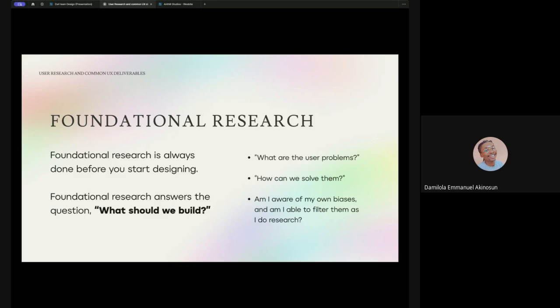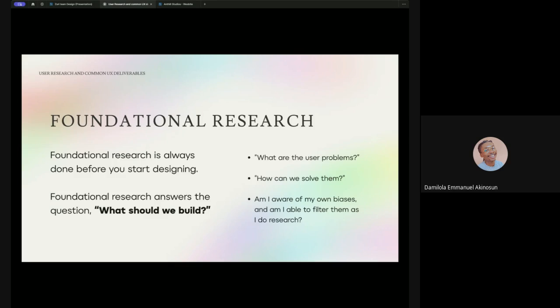So basically, it's like this. The first question says, what are the user problems? That's pretty self-explanatory. You're asking yourself, what problems are the users facing? How can I solve them? Then the third one says, am I aware of my own biases? Now, as individuals, every one of us has biases. We have preferences. Biases also mean preferences. I would rather use this than that. I would rather work with this than that. I would rather go here than there. But the question is, am I aware of my own biases?